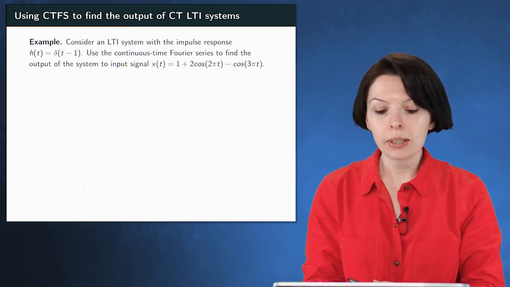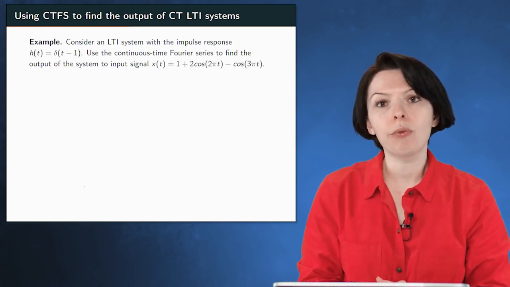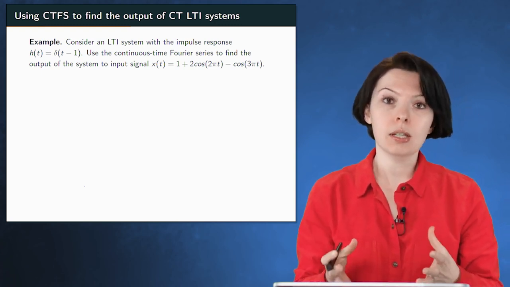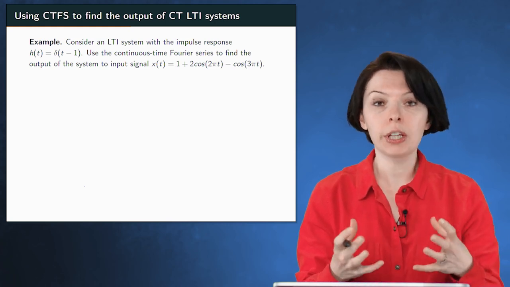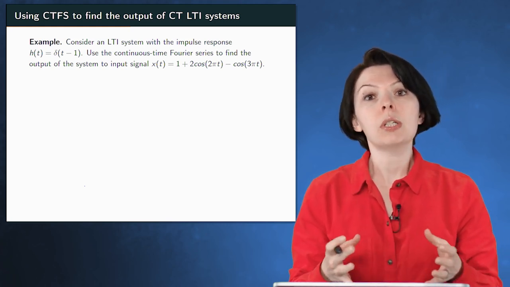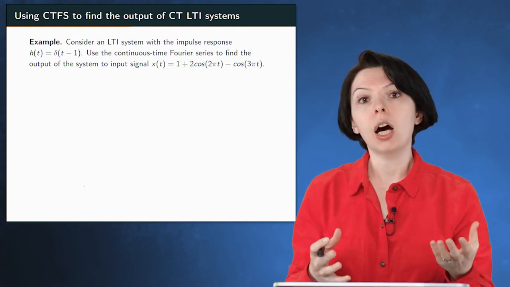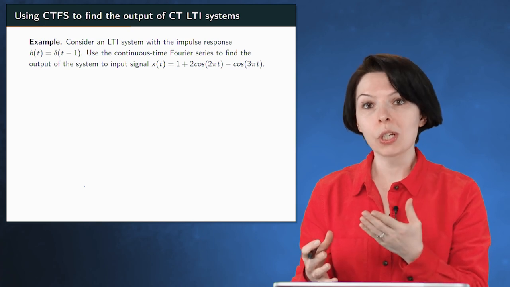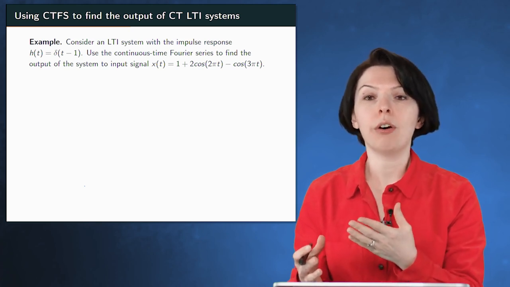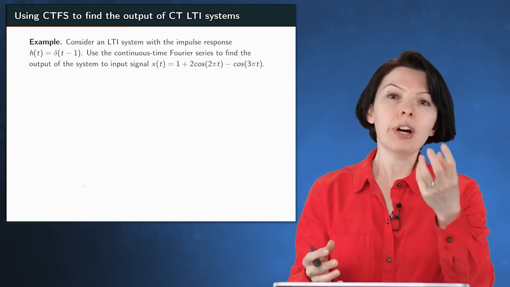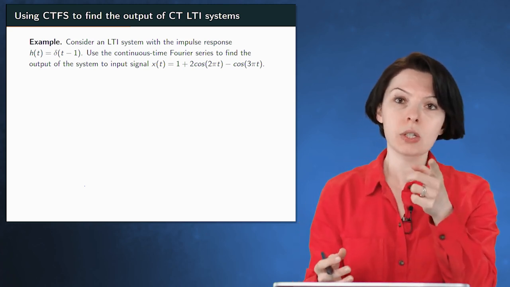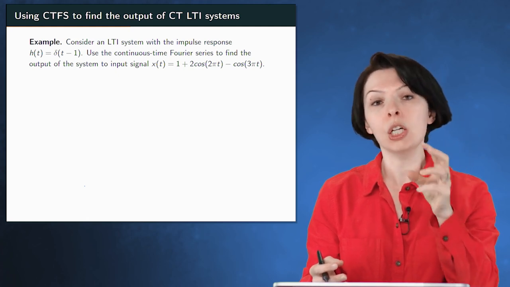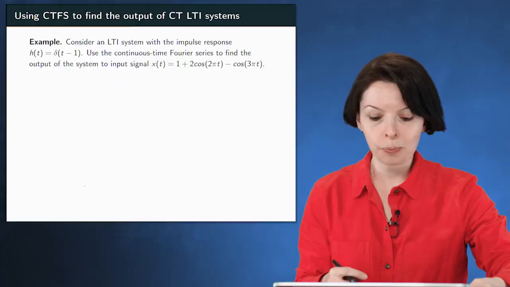All right, so the example is: consider an LTI system with impulse response h of t equals delta of t minus 1. This is an LTI system. That means if we have the impulse response, we know everything about the system. Use the continuous time Fourier series to find the output of the system to input signal x of t equals 1 plus 2 cosine 2 pi t minus sine of 3 pi t. So I first need to find out which frequency components exist in x of t with what strengths, and how my LTI system behaves at each one of these frequency components.